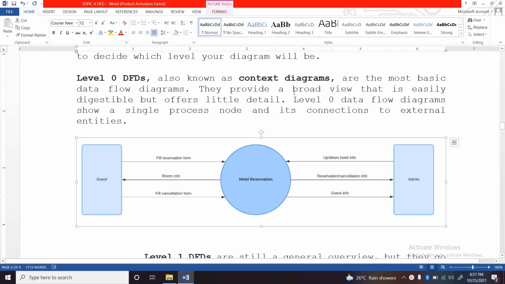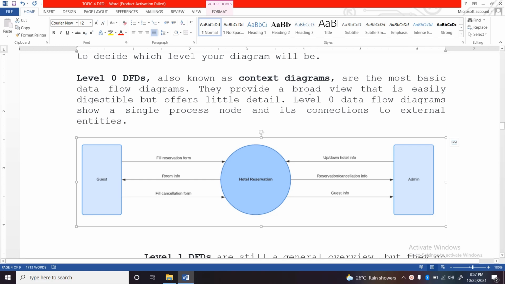May I just read this one? The level 0 DFDs, also known as context diagrams, are the most basic data flow diagrams, and they provide a broad view that is easily digestible but offers little detail. That is also the downfall of the level 0 DFD, because it offers little detail about the intake or the flow of the data in our particular system. The level 0 data flow diagram shows a single process node and its connection to external entities.